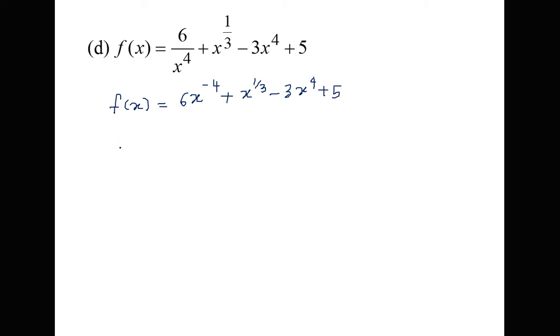So, macam mana nak differentiate? F prime x equal to, okay, negative 4 you pindah depan, you akan dapat negative 24. X power negative 4, you minus 1, you akan dapat negative 5. And then 1 over 3, you pindah depan, you darab dengan 1, you akan dapat plus 1 over 3. And then disalin balik x. This one you minus 1. 1 over 3 minus 1, you akan dapat negative 2 over 3.